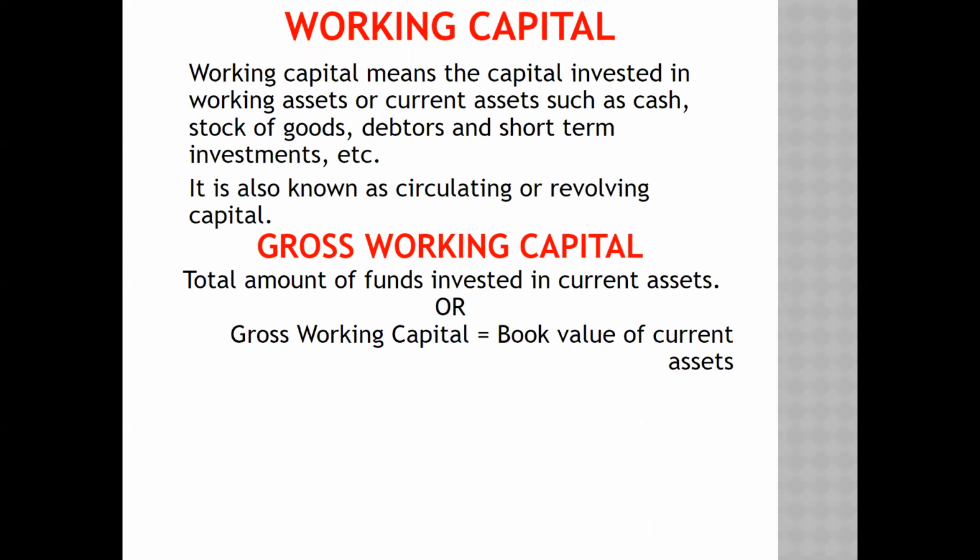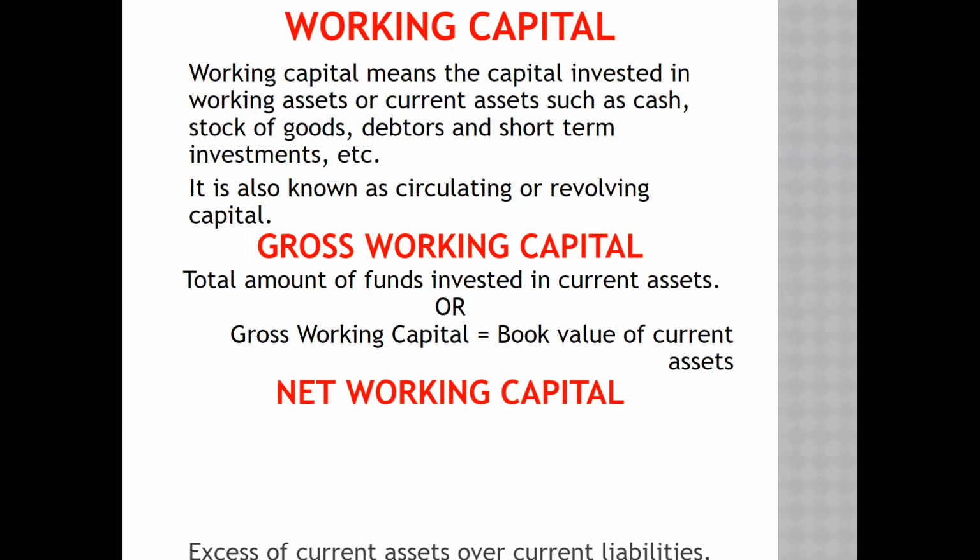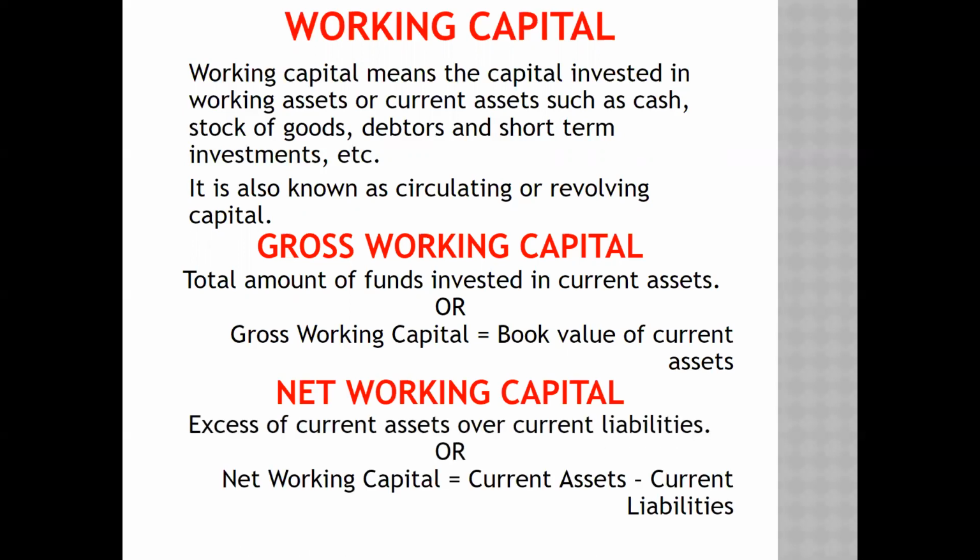Now you can say that gross working capital is the total amount of funds invested in current assets, or gross working capital is equal to book value of current assets. Now I tell you net working capital. What is net working capital? That is excess of current assets over current liabilities, or net working capital is equal to current assets minus current liabilities.